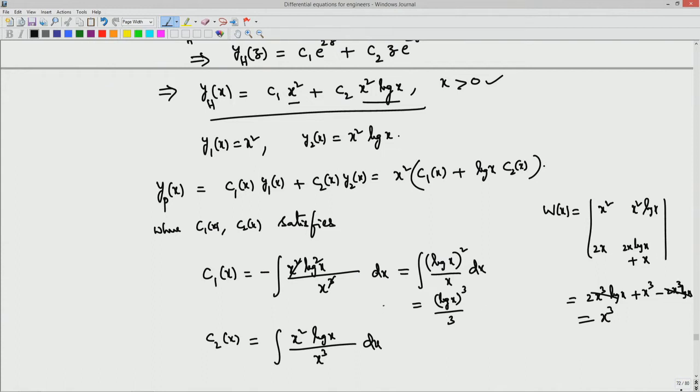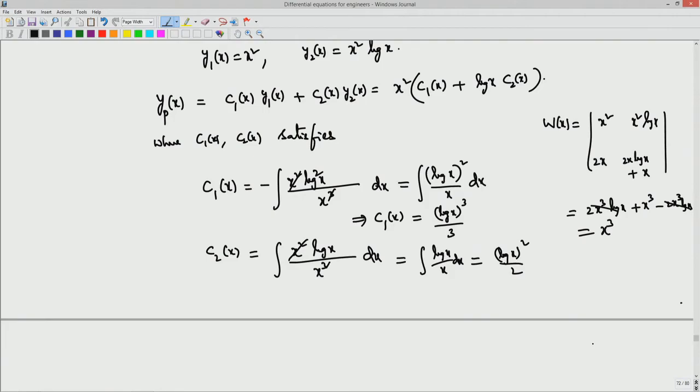So that is your c1 of x, and for c2 of x, this gets cancelled, so you have the integral of log x by x dx. If you evaluate this integral by the same technique, putting log x equal to t, you get log x square by 2.